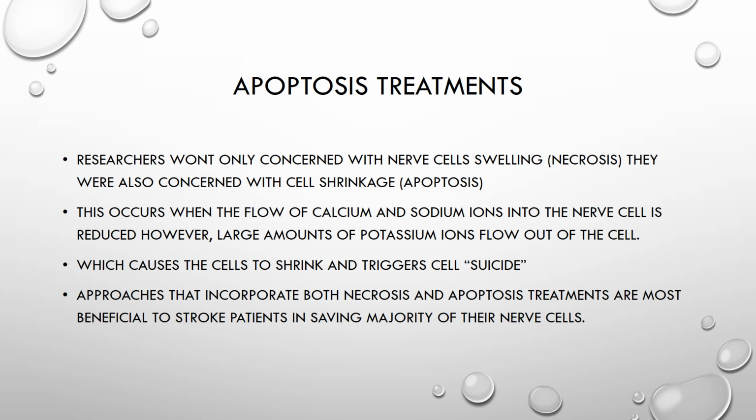The apoptosis treatments are treatments where researchers not only focus on nerve cell swelling, they are also concerned with nerve cell shrinkage. This occurs when the flow of calcium and sodium ions into the nerve cell is reduced. However, large amounts of potassium ions flow out of the cell, which causes the cell to shrink and triggers cell suicide. Approaches that incorporate both necrosis and apoptosis treatments are most beneficial to stroke patients in saving the majority of their nerve cells.